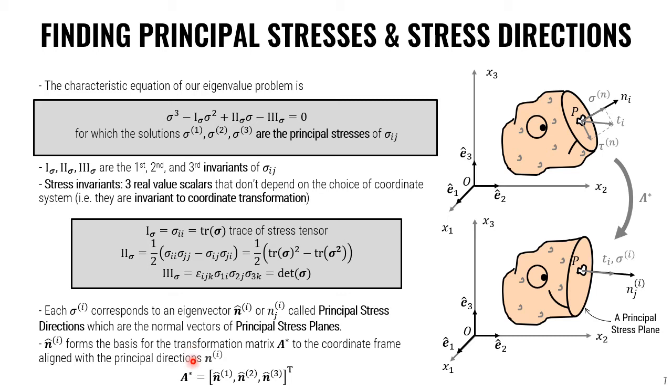So basically you get a different stress tensor for each point, resulting in a different set of principal stresses and principal stress directions for that point, and a transformation matrix specifically for that point.